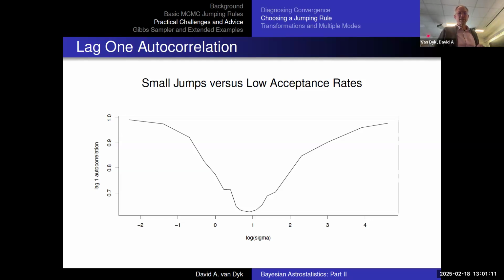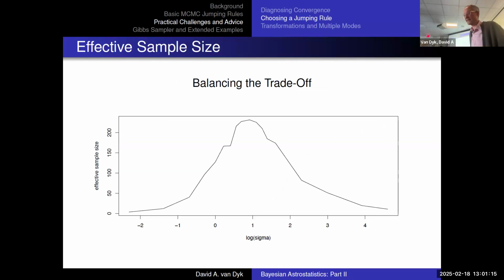You can also plot, instead of plotting the autocorrelation on the y-axis, the effective sample size. And it's essentially the thing turned upside down. The scale's not just the reciprocal, but it's similar. The smallest autocorrelation corresponds to the biggest effective sample size.